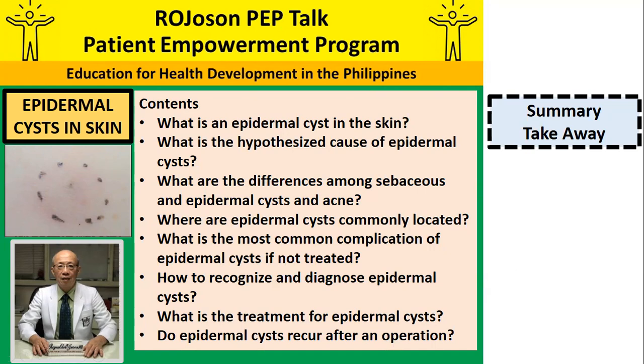So, summary and takeaway. I have discussed the following. What is an epidermal cyst on the skin? What is the hypothesized cause of epidermal cysts? What are the differences among sebaceous cysts, epidermal cysts, and acne? Where are epidermal cysts commonly located? What is the most common complication of epidermal cysts if not treated? How to recognize and diagnose epidermal cysts? What is the treatment of epidermal cysts? And lastly, do epidermal cysts recur after an operation?